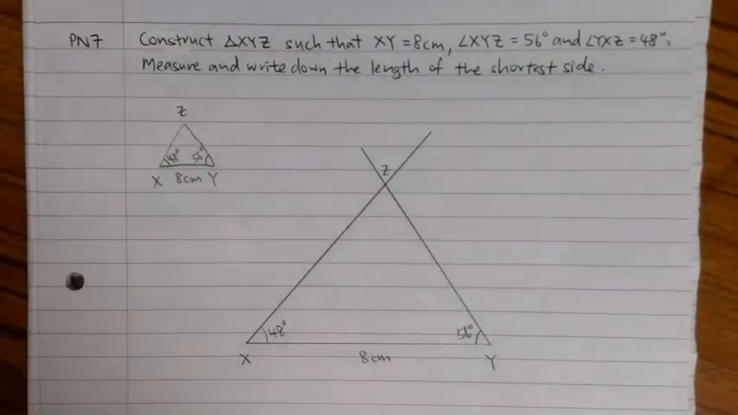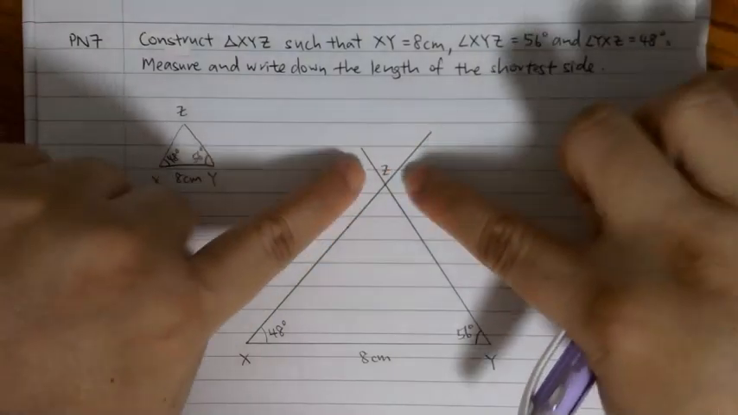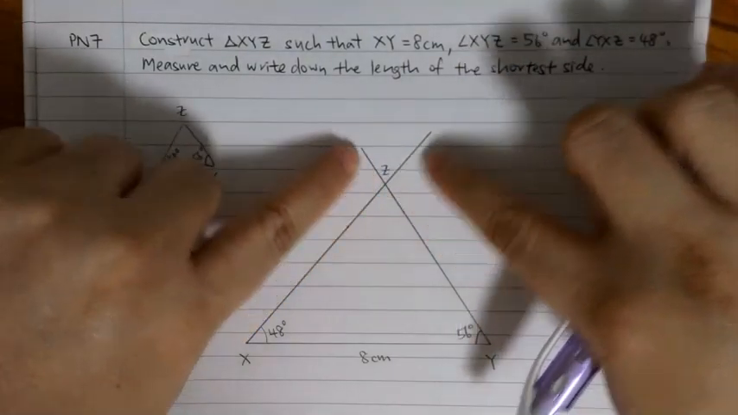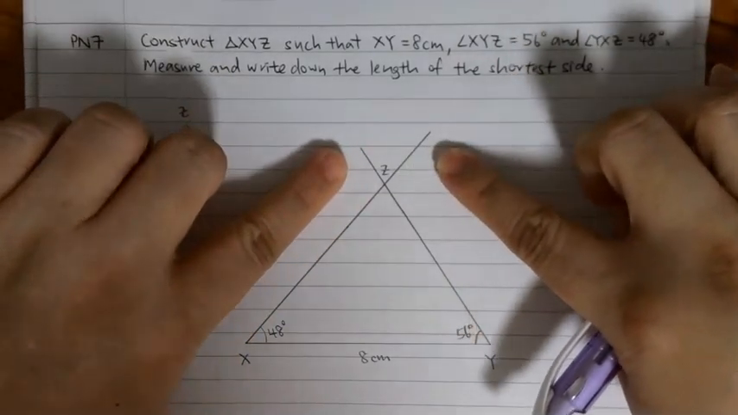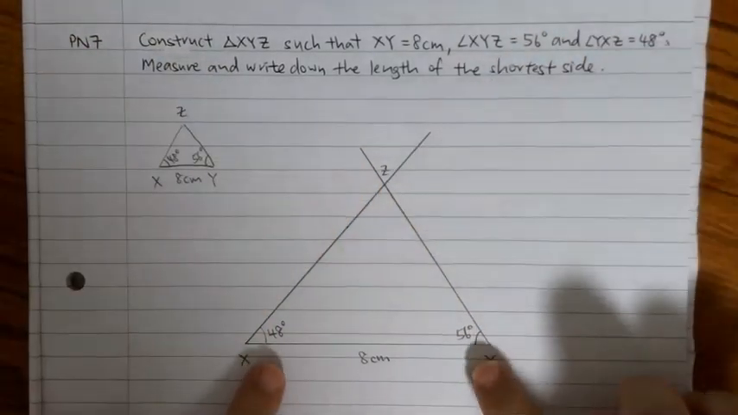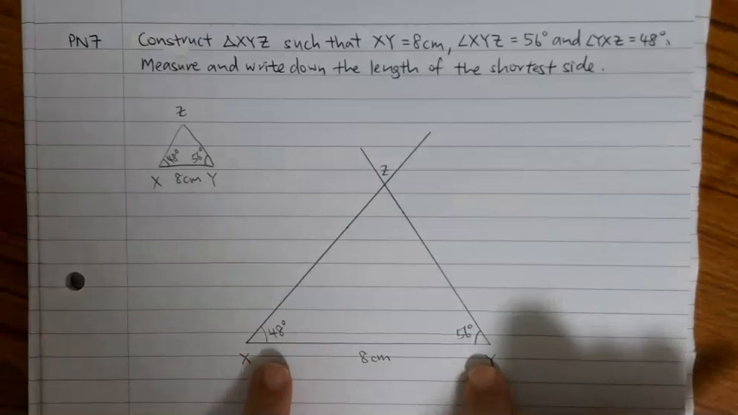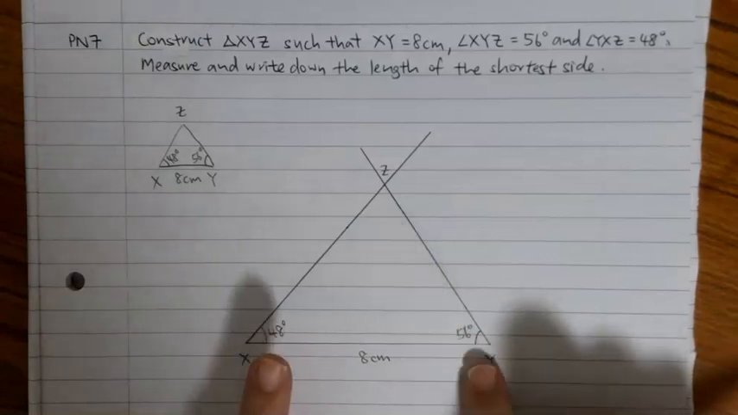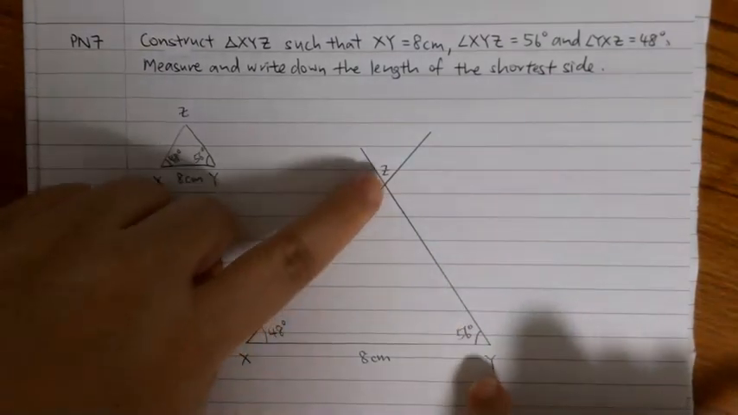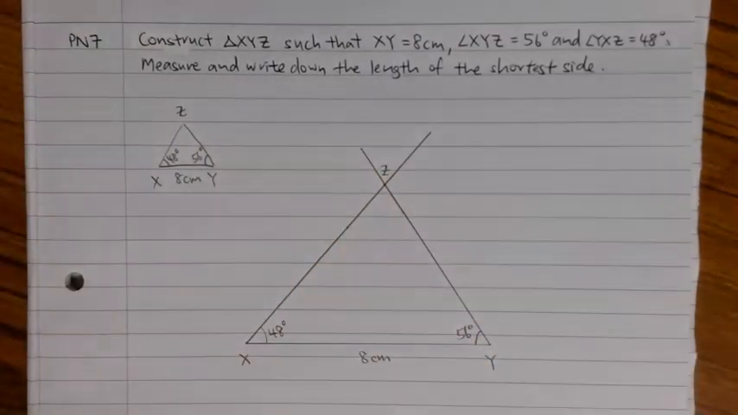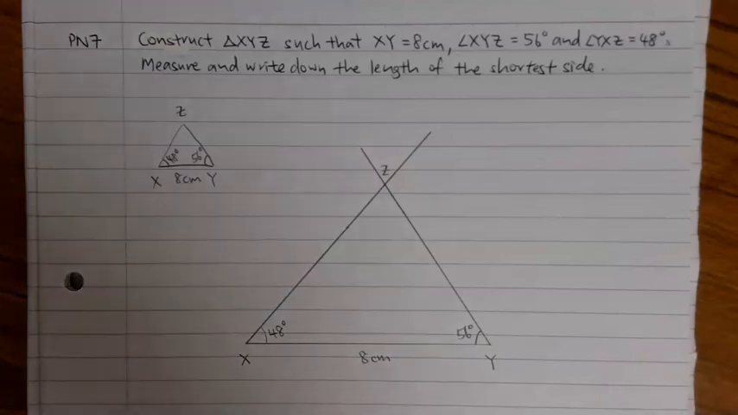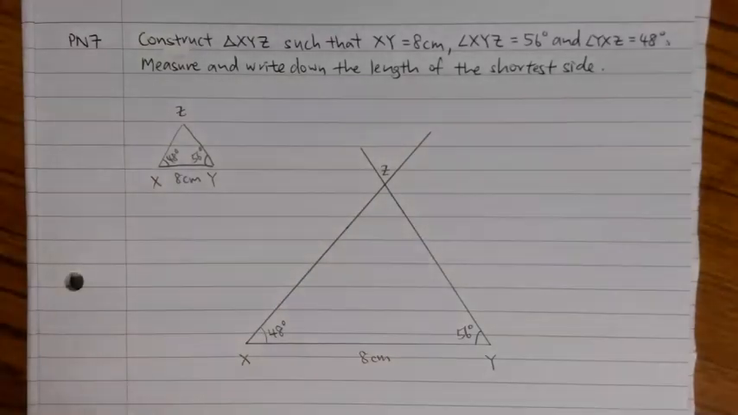Okay, so for construction questions, we need not erase the additional construction lines. These two are actually a result of us trying to match the two angles given. So point Z will be here to match both angles given. With this, we are done with the construction of the triangle XYZ.